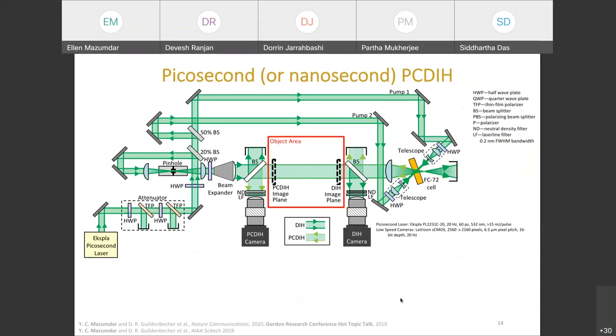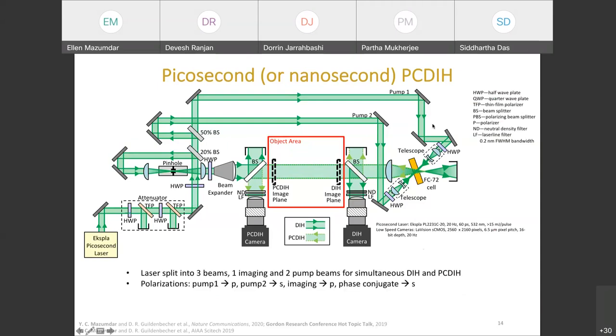So that seems fairly simple. In order to actually implement it, you're going to need a lot of powerful lasers. And so here's a picosecond or nanosecond configuration for that. You have your traditional holography beam that passes through your object. And then you have two pump beams that have to pump a medium in order to create a standing wave. And that creates a real-time phase conjugate signal. And so you're basically measuring the reflection off of this little yellow thing, which is basically your phase conjugate mirror.